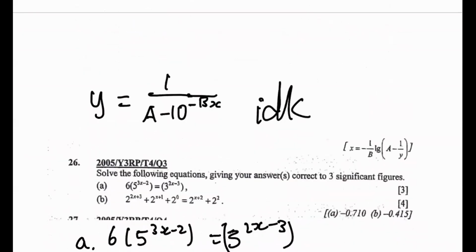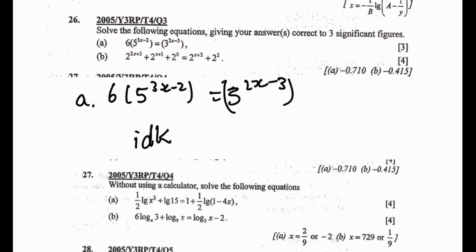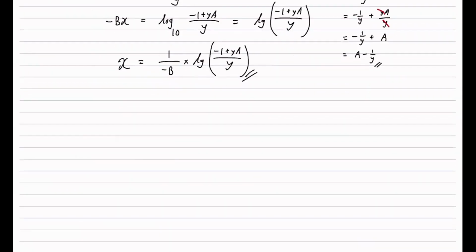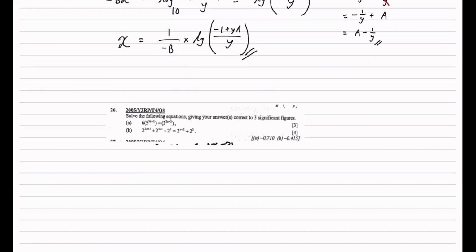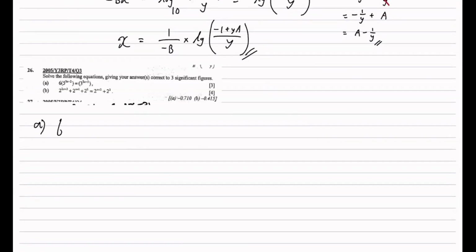Question 26. Solve the following equations to 3 significant figures. And let's do that together. So we got question 26, part A. 6 multiplied by 5 power 3x minus 2 equals 3 power 2x minus 3.